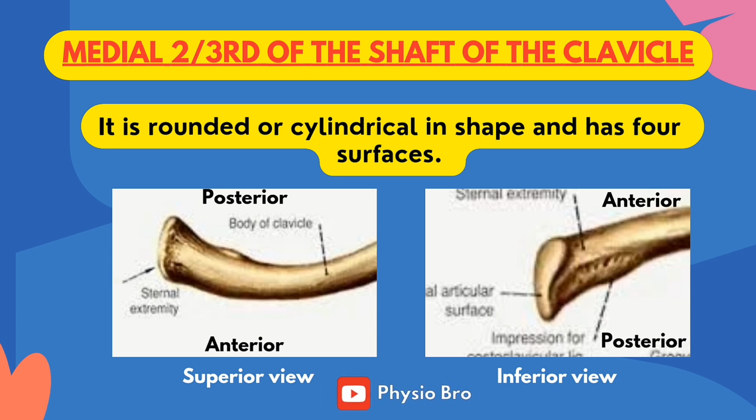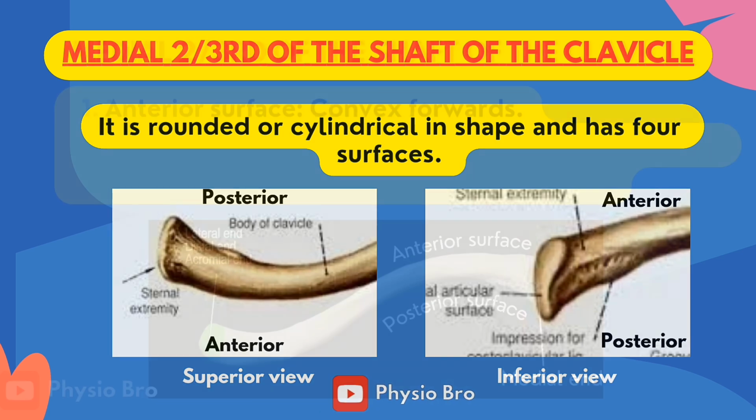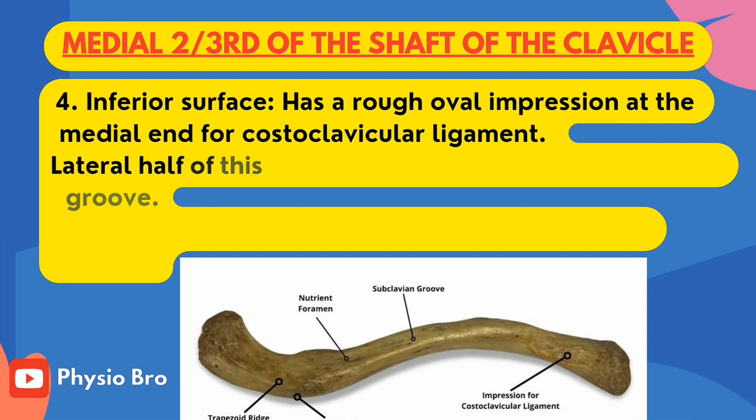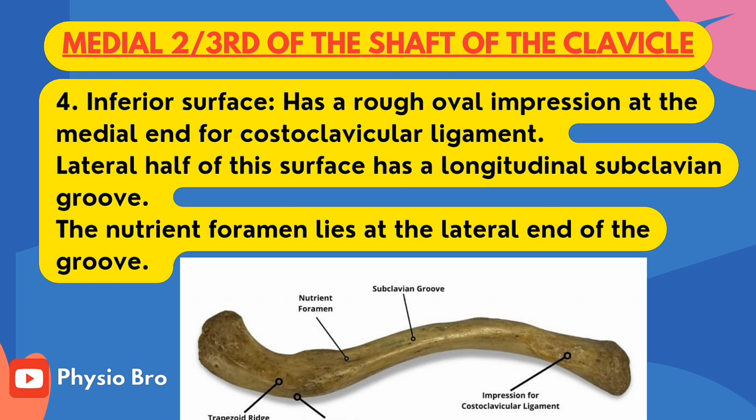Medial 2/3 of the shaft of the clavicle. It is rounded or cylindrical in shape and has four surfaces. Anterior surface is convex forwards. Posterior surface is smooth and concave backwards. Superior surface is rough in its medial part. Inferior surface has a rough oval impression at the medial end, for costoclavicular ligament. Lateral half of this surface has a longitudinal groove called subclavian groove, and the nutrient foramen lies at the lateral end of the groove.